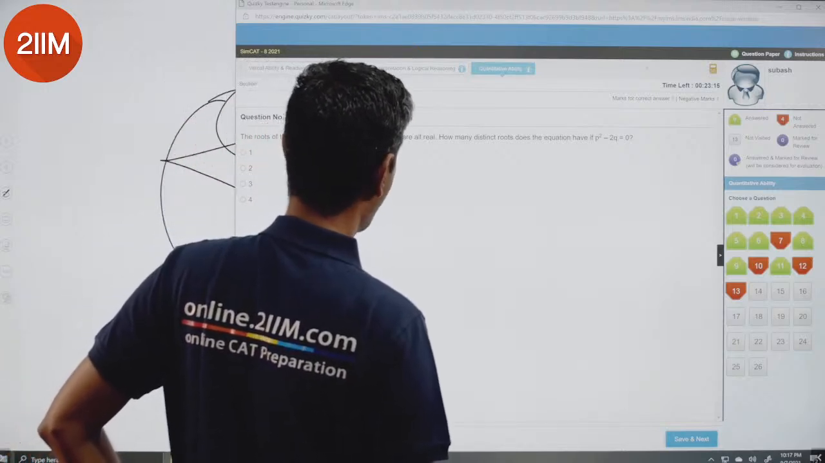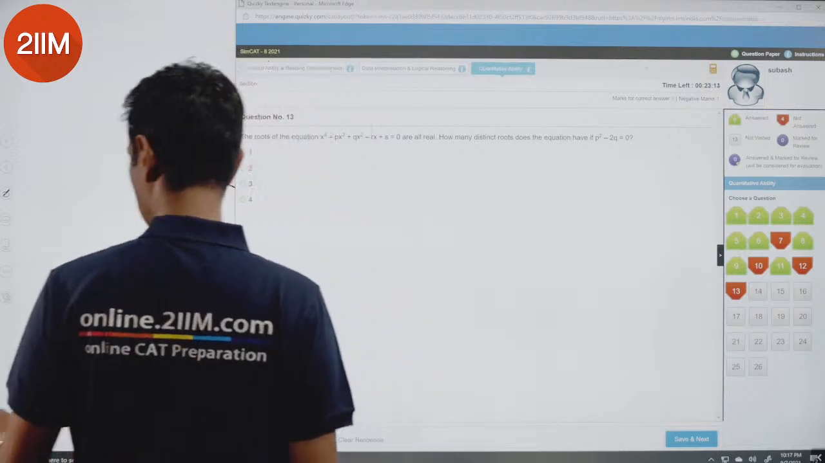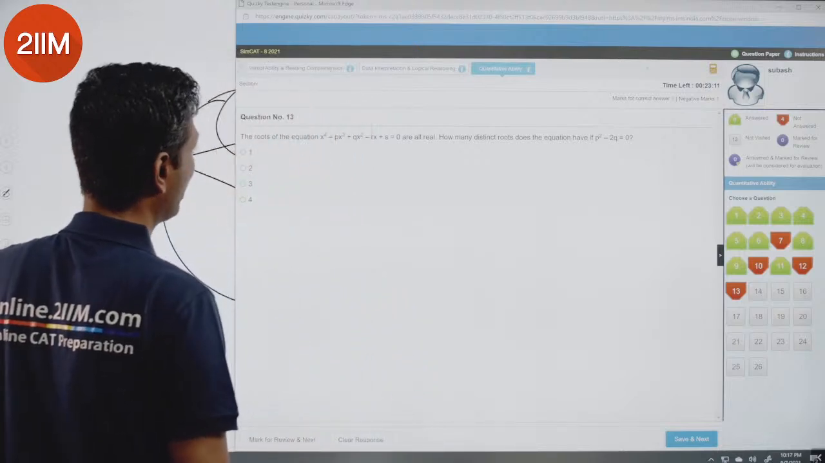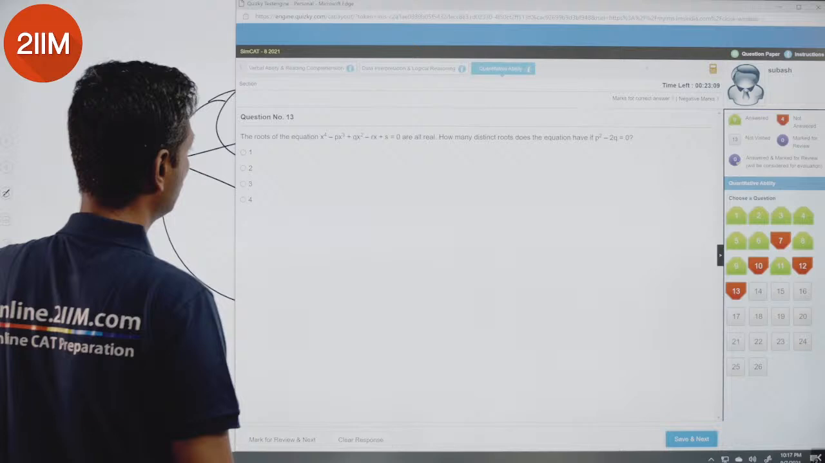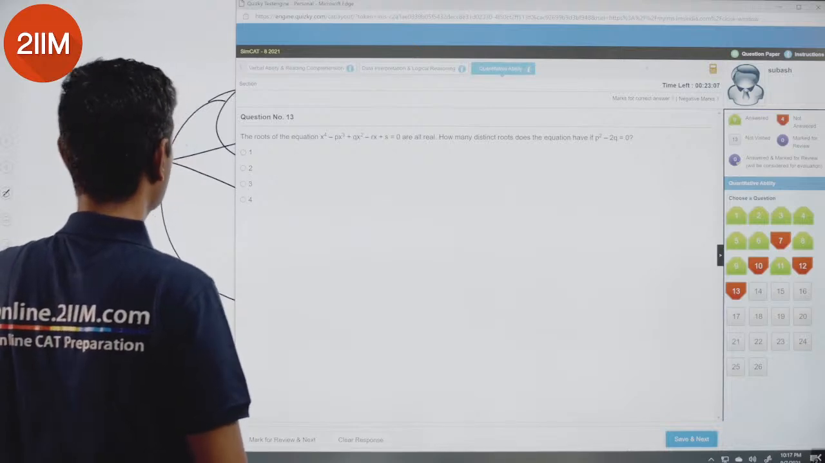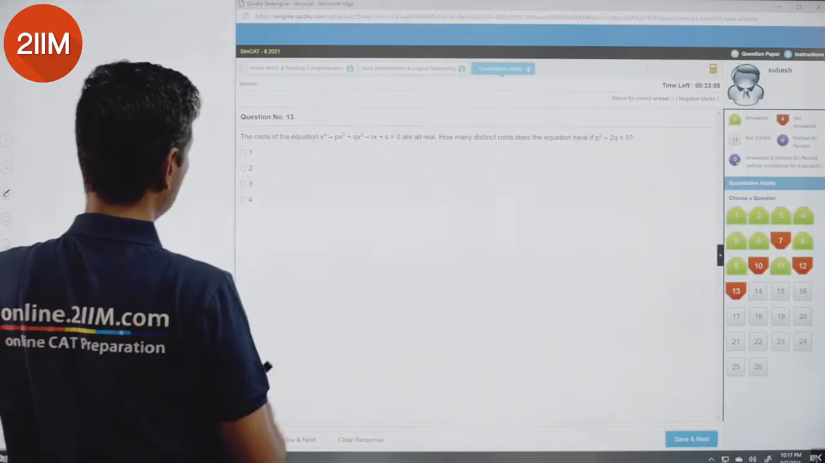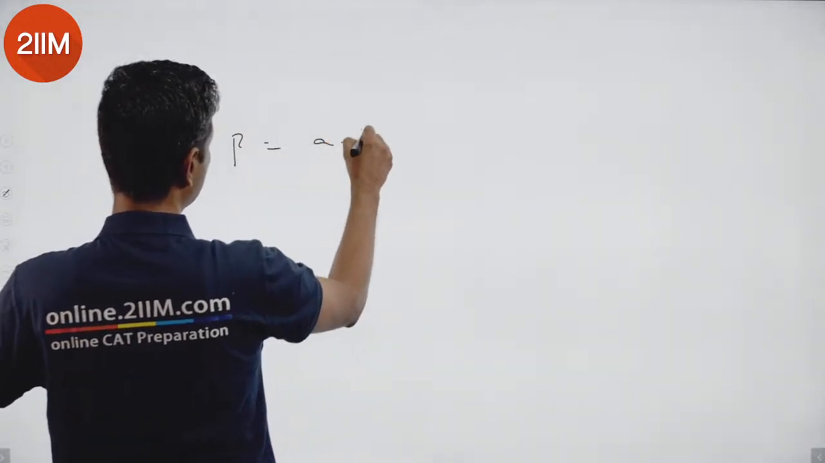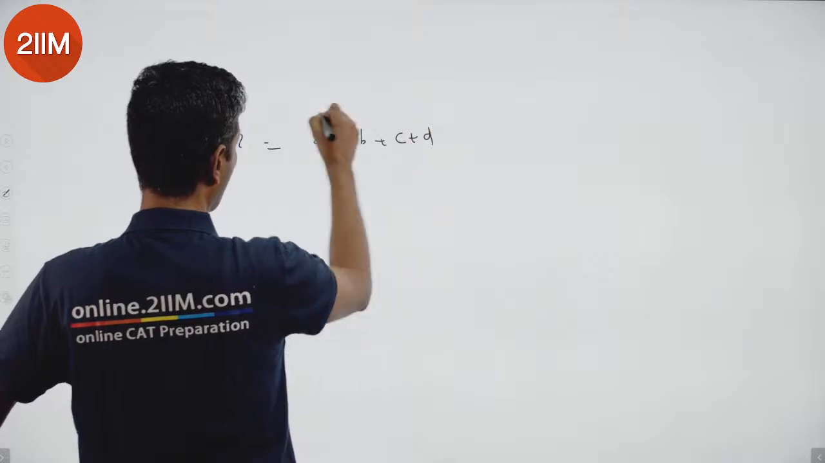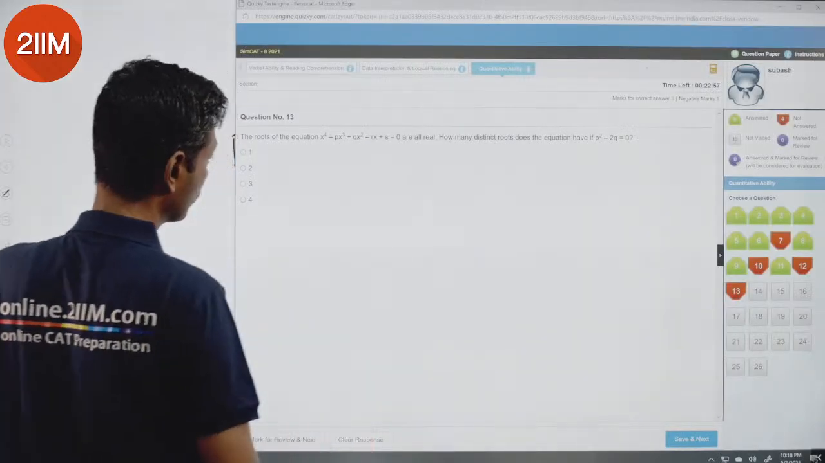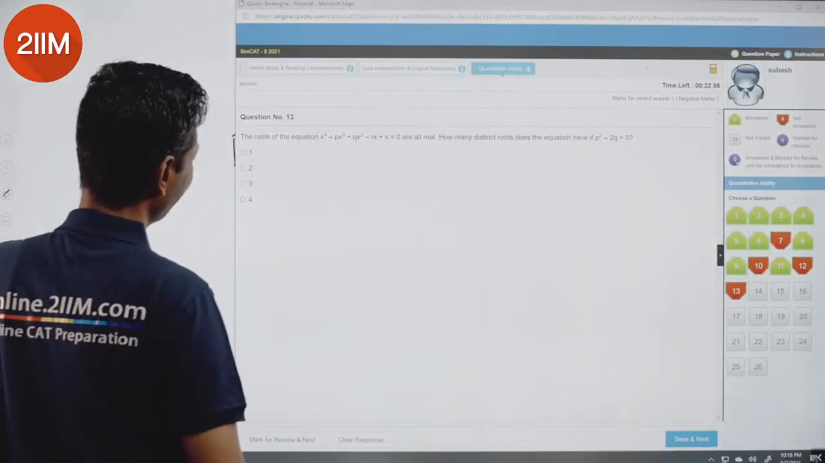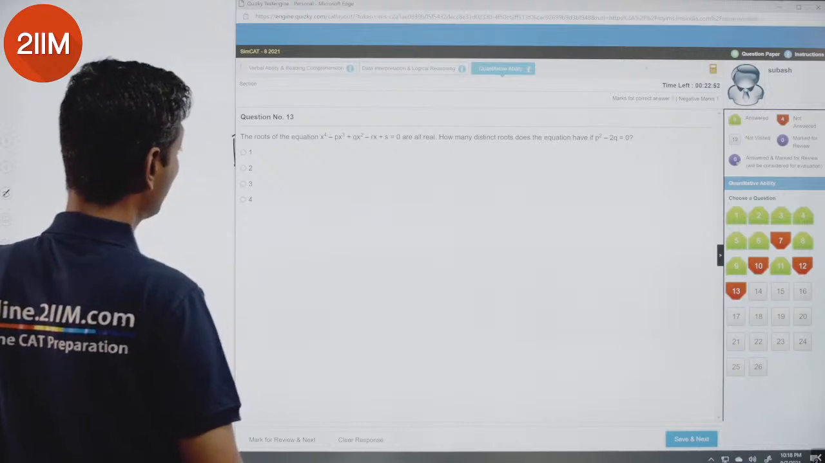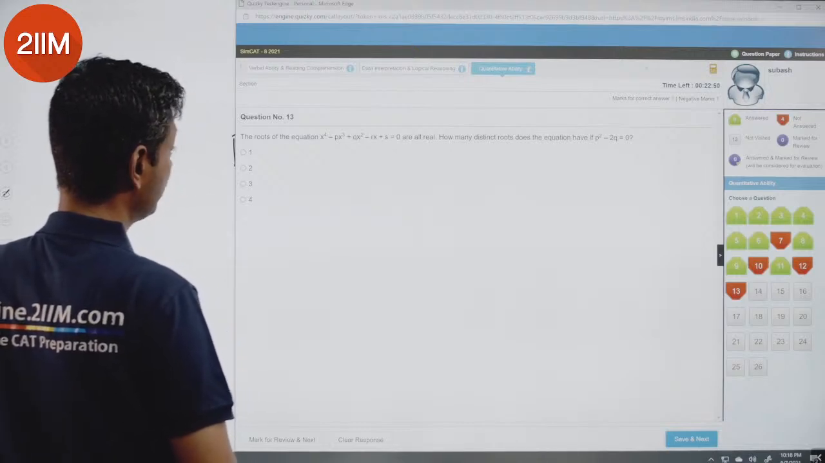So x power 4 minus px cube plus qx square minus rx plus s has all real roots. How many distinct roots does the equation p square minus 2q equal to 0 have? P square is sum of the roots whole square. P is sum of the roots. P equal to a plus b plus c plus d whole square. Q is taken 2 at a time. AB plus BC plus CD plus DA.